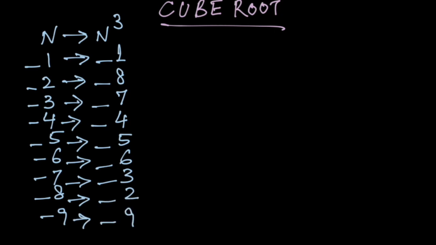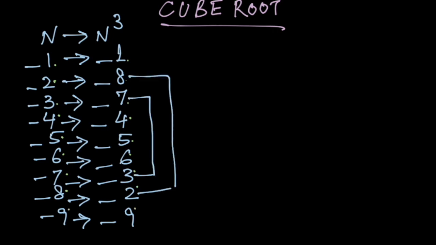So a number ending with 1, its cube will end in 1. Number ending with 2, cube will end with 8. Number ending with 3, cube will end with 7. Number ending with 4, cube will end with 4. Number ending with 5, cube will end with 5. Number ending with 6, cube will end with 6. Number ending with 7, cube will end with 3. Number ending with 8, cube will end with 2. Number ending with 9, cube will end with 9.